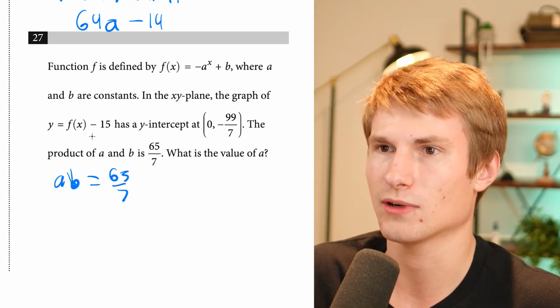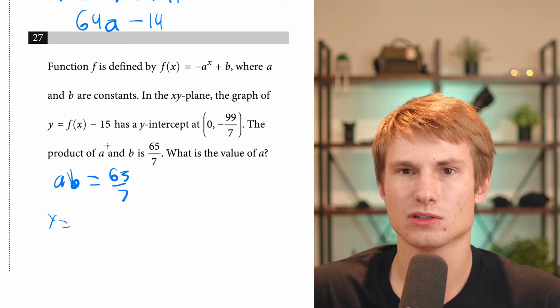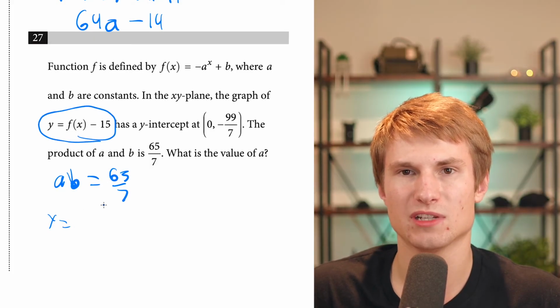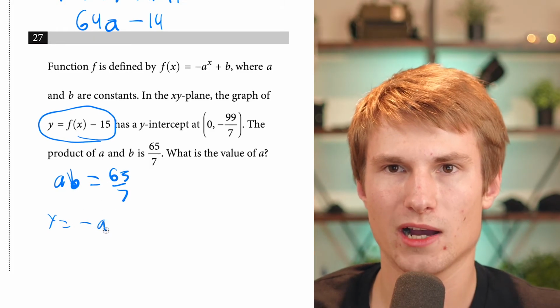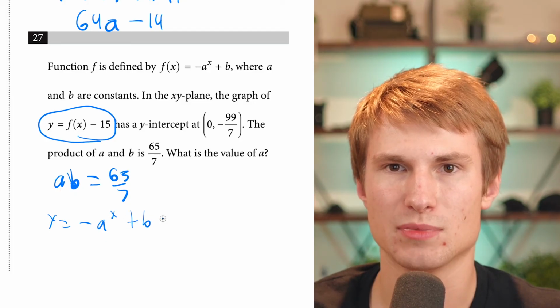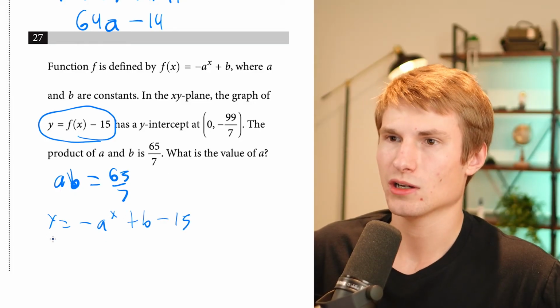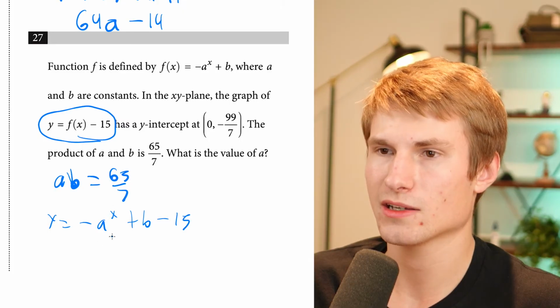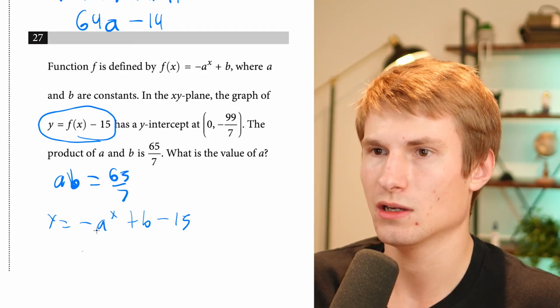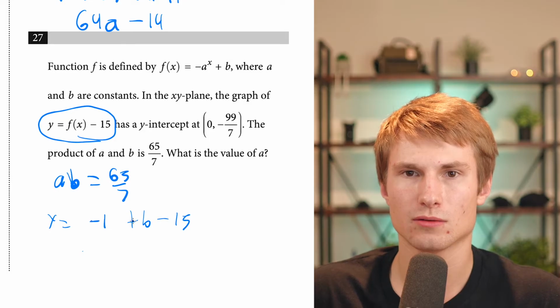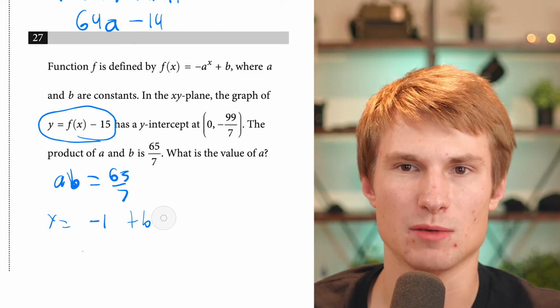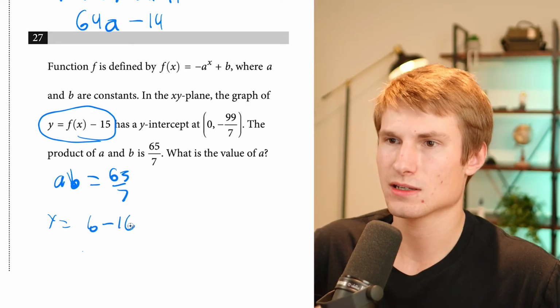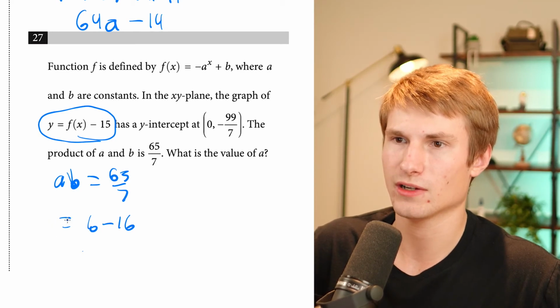Well, we can go ahead and write this out. So I'll write what y is equal to. Always pay attention to your transformations, whether it's up, down, left, right. In this case, we're going to have y is equal to negative a to the power of x plus b minus 15. We can go ahead and plug in our points. We know that we've got a 0 value for x, so a to the power of 0 is 1, so that would be negative 1 then, plus b minus 15. I'll rewrite this as b minus 16. So b minus 16 is going to equal our y value of negative 99 over 7.